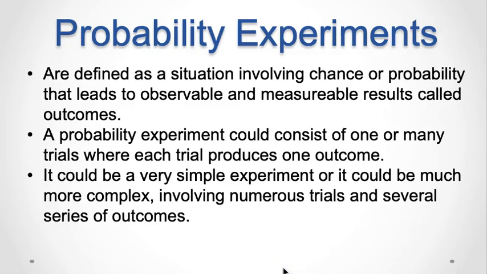I mentioned probability experiments earlier. These are situations where chance affects the result of an experiment. A probability experiment could consist of one or many trials where each trial produces one outcome. It could be a very simple experiment, like our coin toss, or it could be much more complex, involving many trials and several series of outcomes.